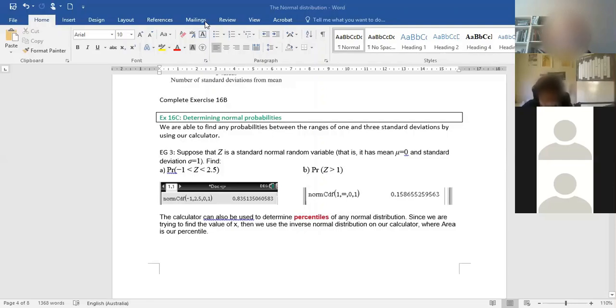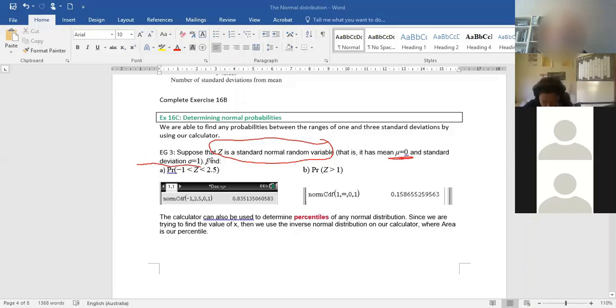Now, sometimes we actually want to find probabilities between ranges of either 1, 2, or 3 standard deviations. So we're going to do this on the calculator, okay? So example 3 says, suppose that Z is a standard normal random variable. Now, as soon as it says this, standard normal random variable, that means the mean is 0 and the standard deviation is 1, and that's what we're going to use.